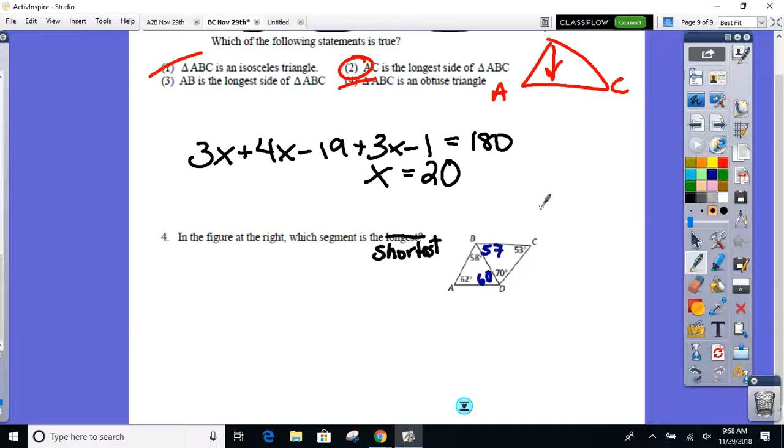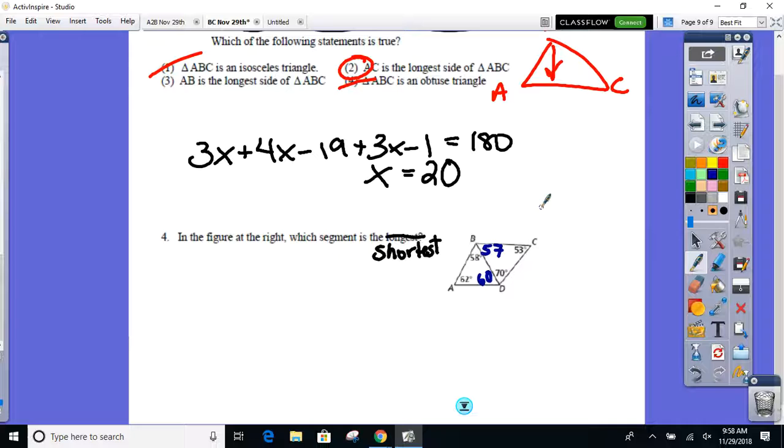This is not as easy as, and this is why most of you would do. What's the smallest angle up there? 53. What's across from it? BD, done with the problem. No. We're not done. Here's why we're not done. BD is the smallest side in that triangle.